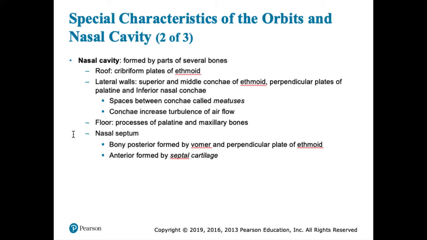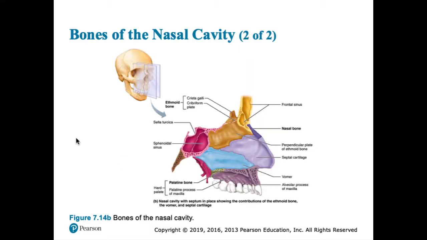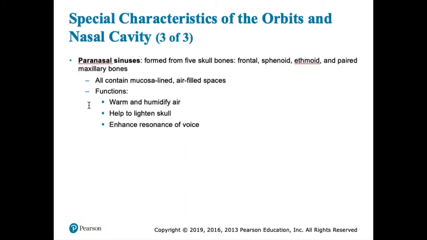And a nasal septum, that's the bony posterior part formed by the vomer and perpendicular plate of the ethmoid. And so there's that bone of the nasal cavity, so make sure you're looking at and understanding those. Different view of the bones of that nasal cavity as well.